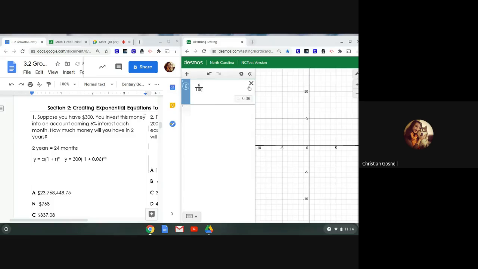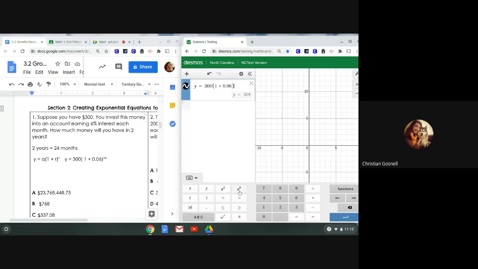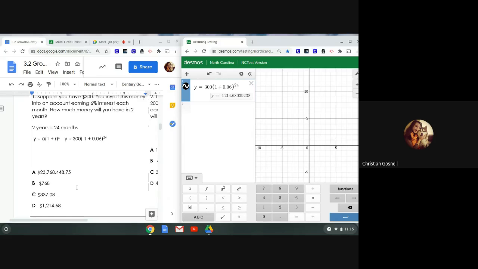Now that's all you have to type into Desmos to get this answer. So we have Y equals 300 times 1 plus 0.06 to the power of 24. Oops, that's not how you get a power. So you go down the keyboard and click the A to the power B, and that exponent should be 24. So our answer here is 1,214.68, which is D.